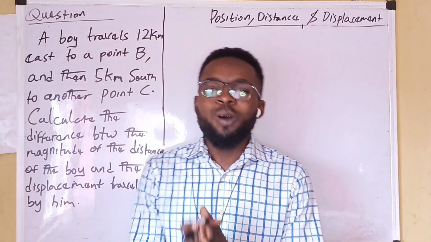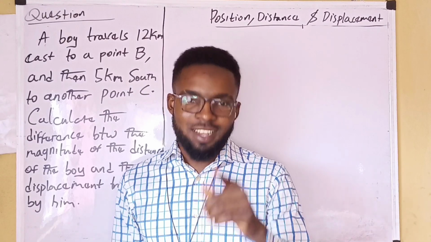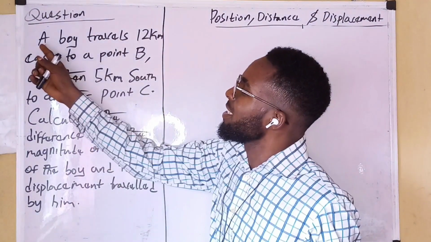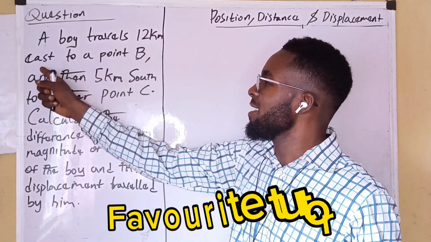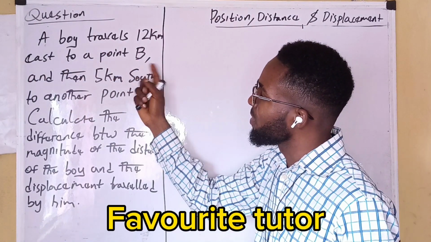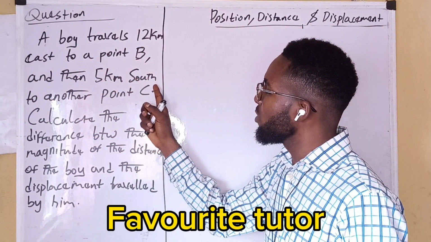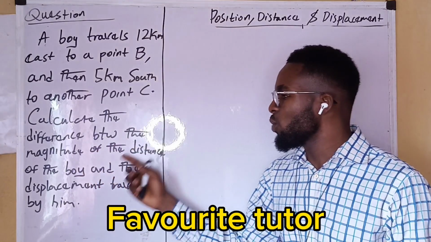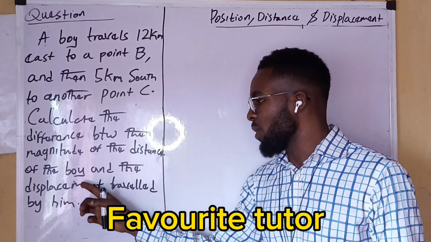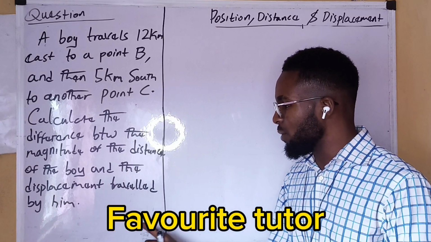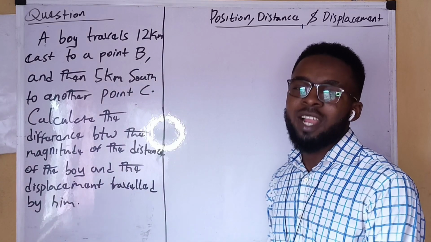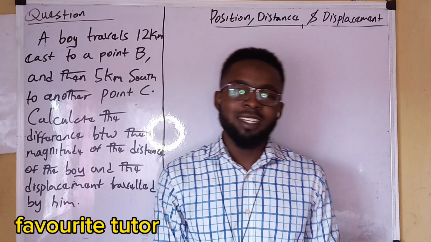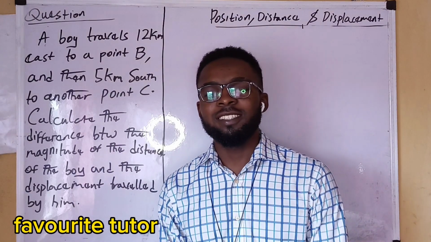Still on position, distance, and displacement. I have a question on the board. It says, a boy travels 12 kilometers east to a point B, and then 5 kilometers south to another point C. Calculate the difference between the magnitude of the distance of the boy and the displacement traveled by him. Now we are looking for the difference between distance and displacement.